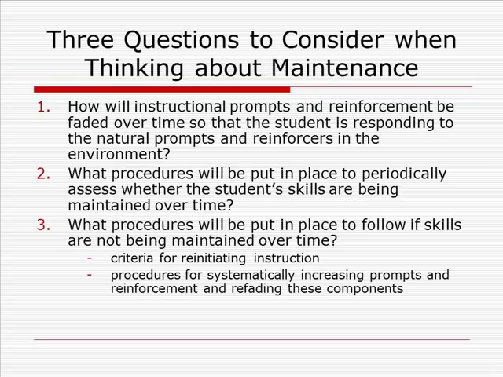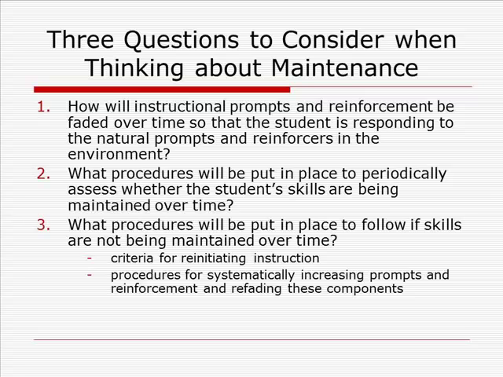There are 3 questions to consider when you think about maintenance. The first one is, how will instructional prompts and reinforcement be faded over time so that the student is responding to the natural prompts and reinforcers in the environment? The second question is, what procedures will be put in place to periodically assess whether the student's skills are being maintained over time? You need to think about how often will a student be assessed after instruction has been discontinued. How will the student be assessed, and how will data be collected? So the student has reached mastery, but that doesn't mean that you don't continue to watch and monitor over time, and procedures for doing that need to be determined.